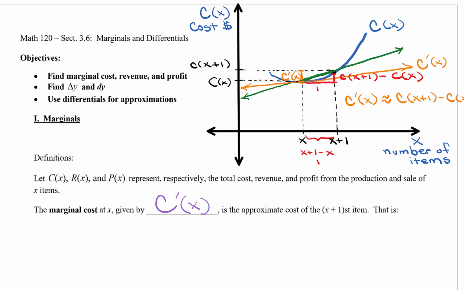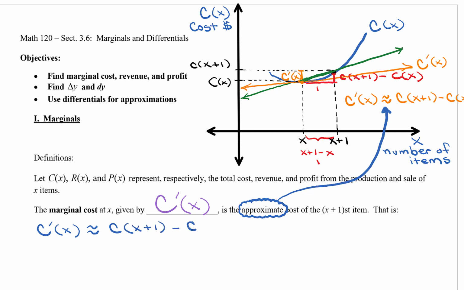The marginal cost at x, given by C prime of x, is the approximate cost of the x plus first item. I just want to emphasize approximate. That's why I put an approximately equal to sign here. And I'm going to represent this with C prime of x is approximately equal to C of x plus 1 minus C of x.